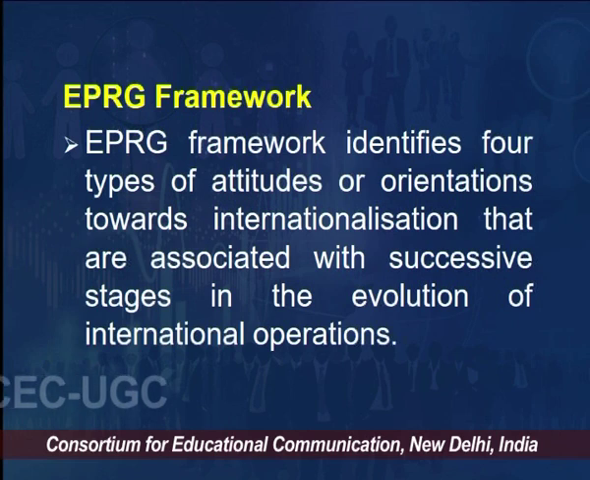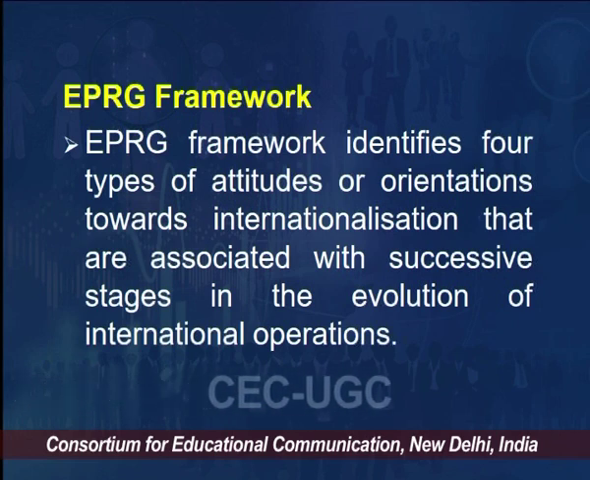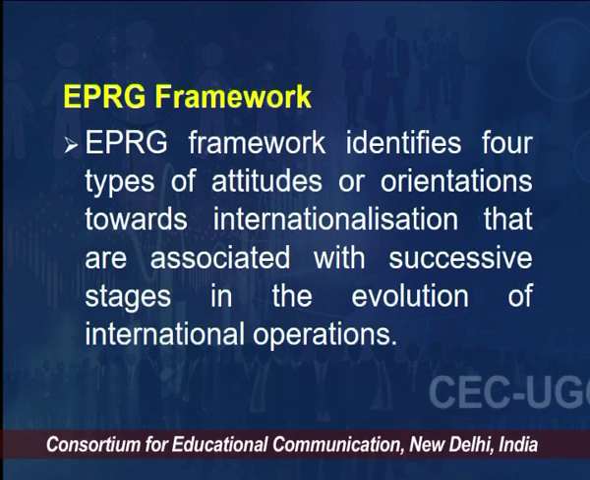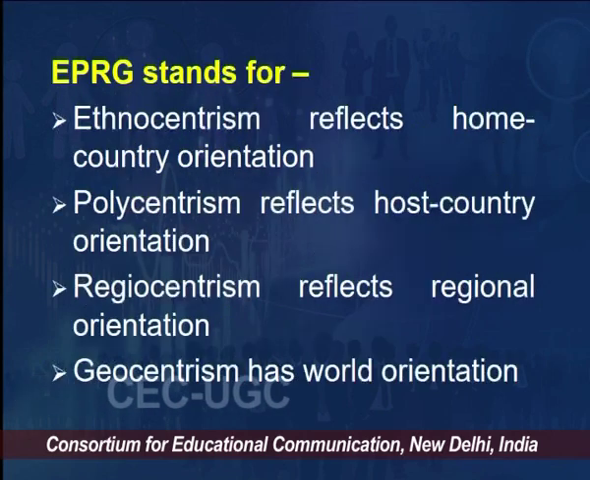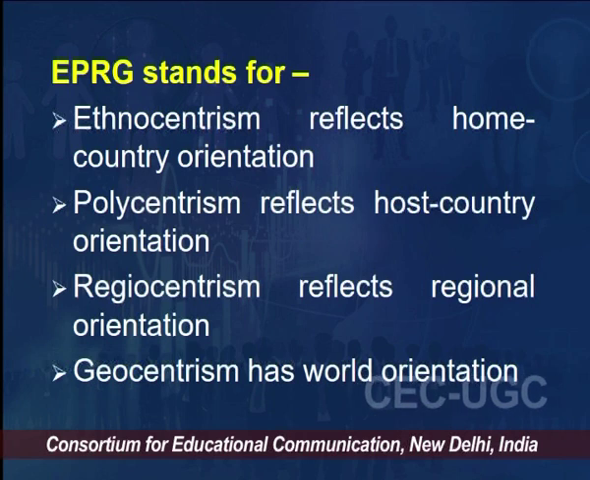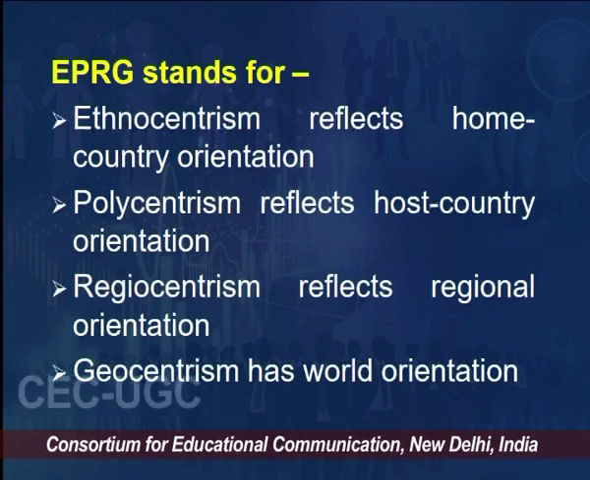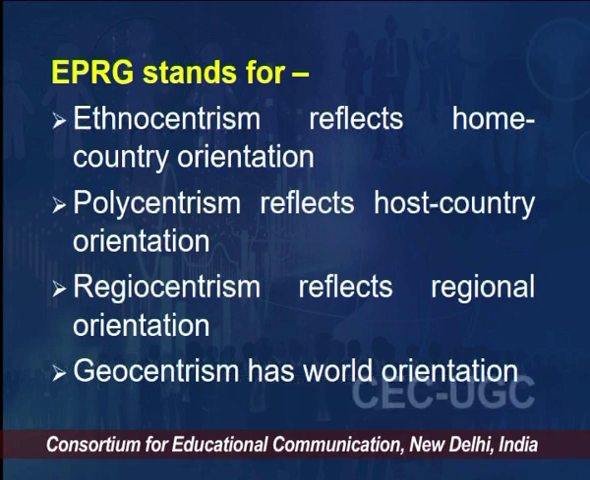The EPRG framework identifies four types of attitudes or orientations towards internationalization that are associated with successive stages in the evolution of international operations. So, what does EPRG stand for? E is ethnocentrism, reflecting home country orientation. P is polycentrism, reflecting host country orientation. R signifies regiocentrism, which reflects regional orientation. And finally, G is geocentrism, which has a world orientation. So, we will discuss ethnocentrism at first.